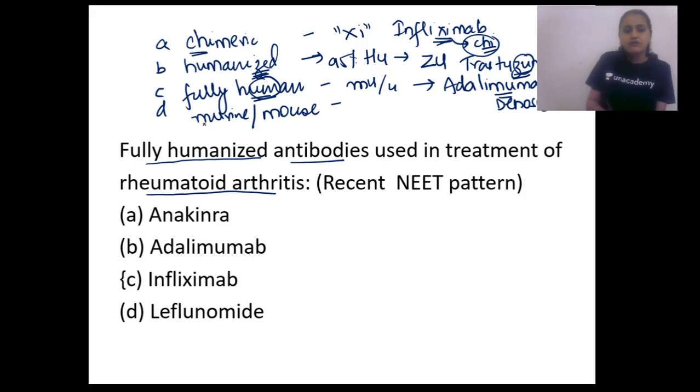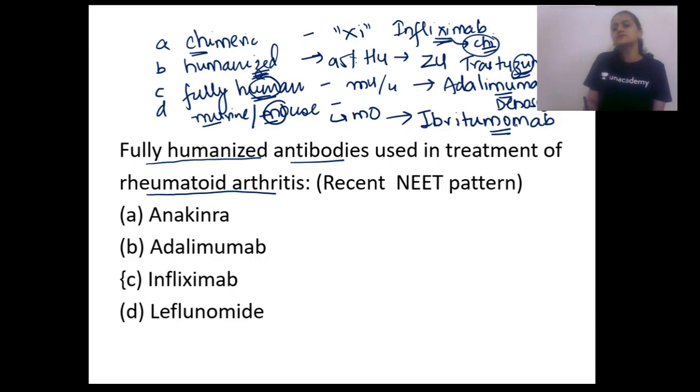That's the key. For the murine or mouse, mouse is MO, so you will have MO in the name of the antibody. When you say ibritumomab, MO, mouse, tells you that it's a murine or a mouse antibody. So very easy. MAB tells you that it is a monoclonal antibody. The prefix adjacent to MAB, XI, ZU, MU, U or MO tells you what antibody it is.